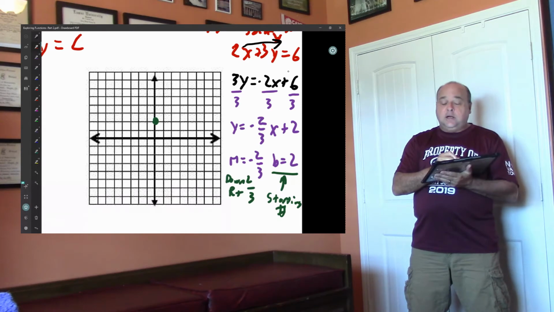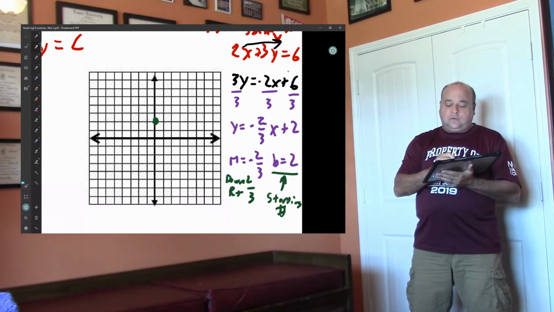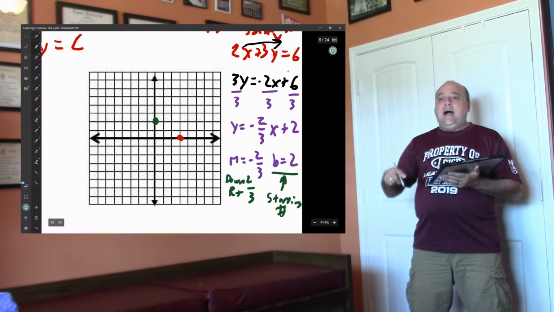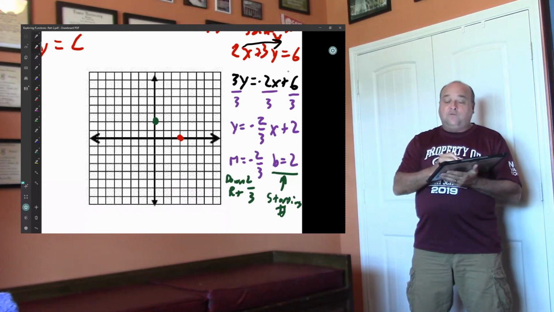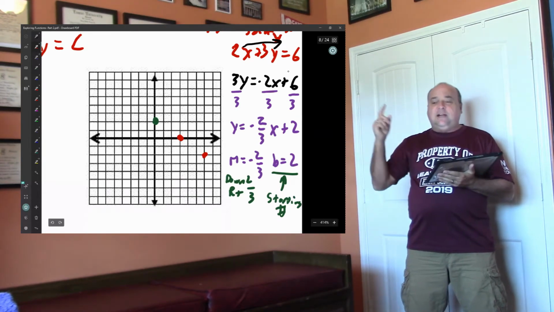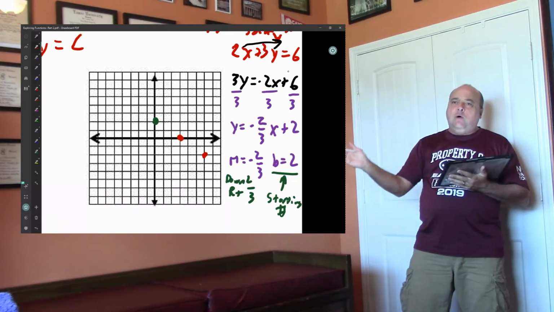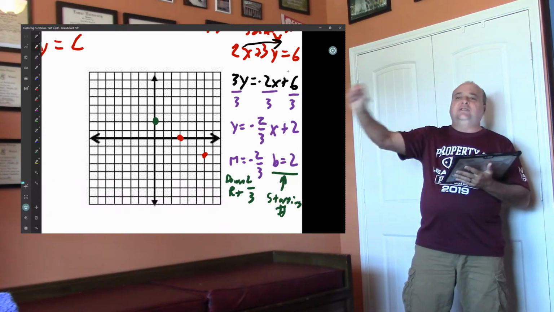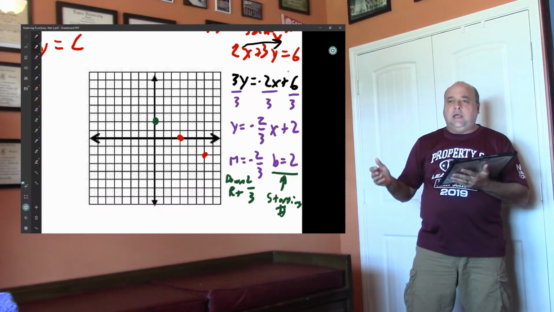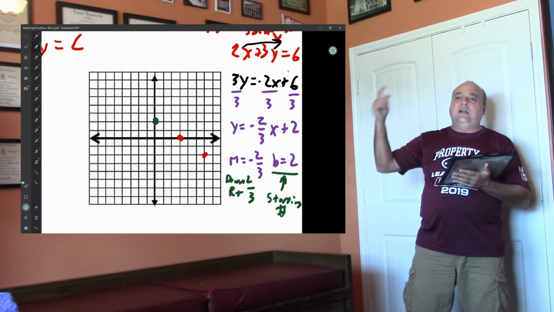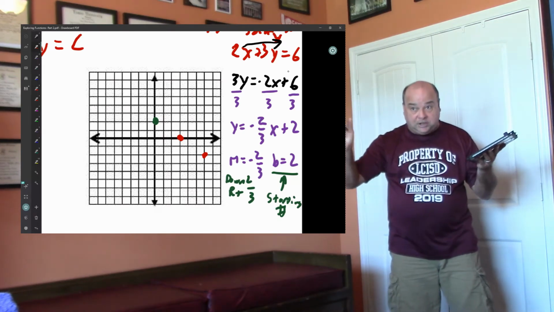So from the starting number, I'm going to go down 2, right 3, and draw another dot. I can do that again, can't I? So from the red dot I just drew, I'm going to go down 2, right 3. And if I try to do it one more time, I'll be off the grid, won't I? So now I'm going to go backwards. I want these dots to go all the way across the page. Get used to doing this. You're going to get used to the constant rate of change.